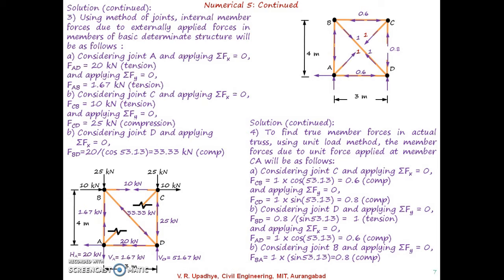So now with these two calculations, we can calculate the member forces in the indeterminate structure. The second part of the numerical is to find the vertical deflection at joint C. So now we need to apply a unit load at that particular position, and we need to go for further calculations.